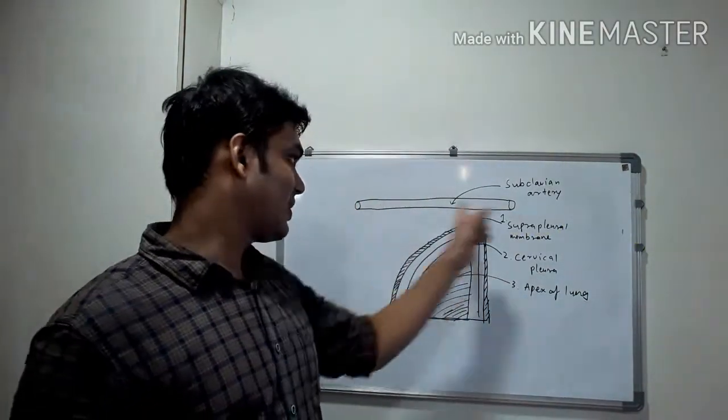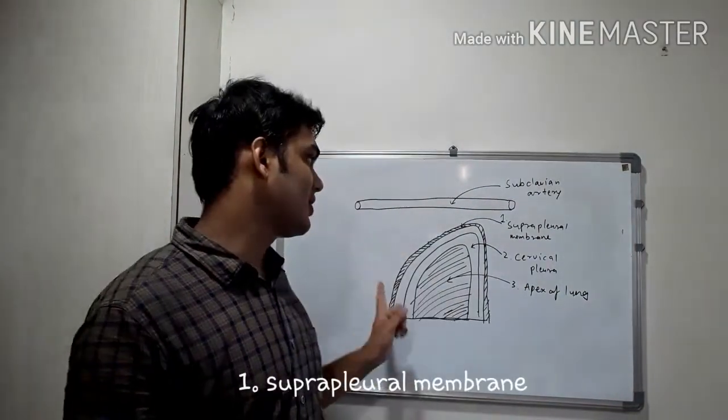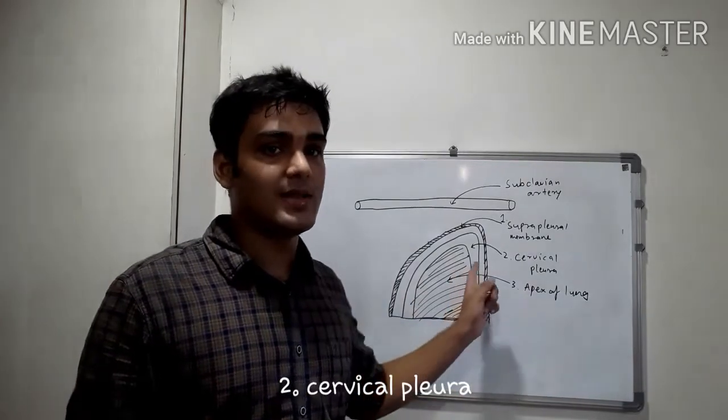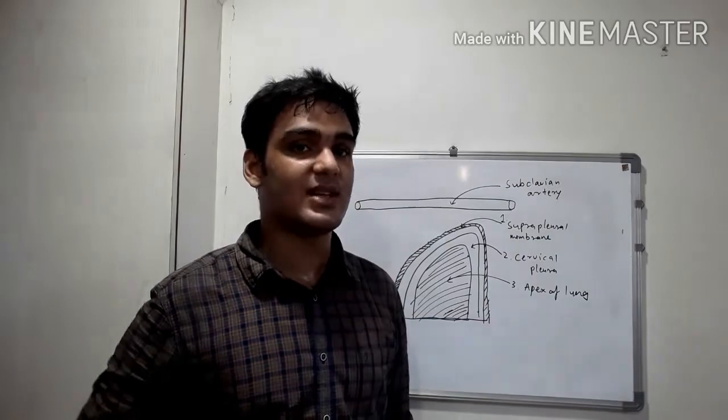Now coming to the posterior or postero-inferior relations of the first and second parts. So here's the subclavian artery, and we have three things related to the lung and its pleura. Firstly we have the suprapleural membrane, the cervical pleura, and the apex of the lung. So these three are the postero-inferior relations of both the first and second parts.